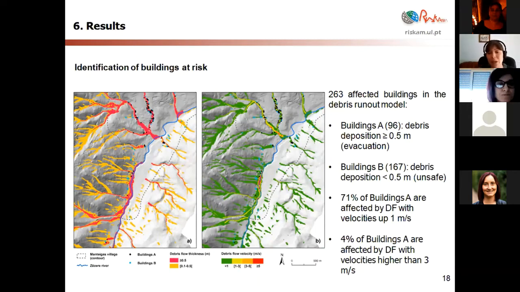The buildings categorized as buildings B accounted for 167 buildings and have debris flow deposition less than half a meter. So we consider these unsafe areas, not subject to evacuation purposes, but that must be further considered in detailed analysis. 71% of buildings A are affected by debris flows with velocities up to 1 meter per second, and 4% of buildings A are affected by debris flow velocities higher than 3 meters per second.